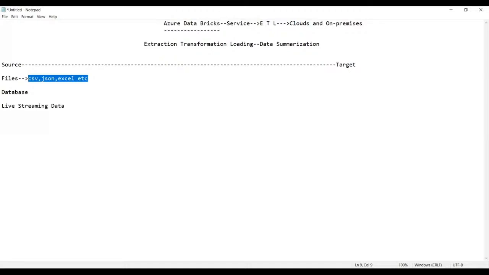Okay, guys. So these are the various types of files you have. What we do is, ultimately, we pull in the data into this ADB, that is called Azure Databricks. This is called what, guys? The process of data ingestion.